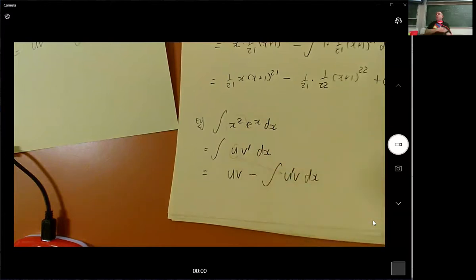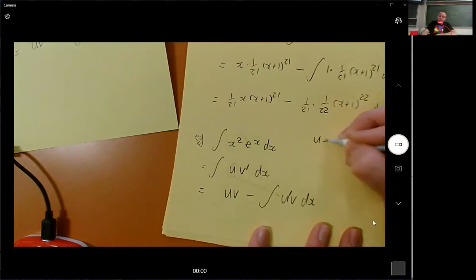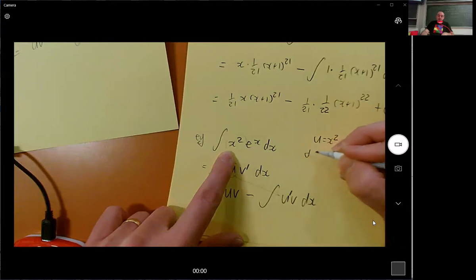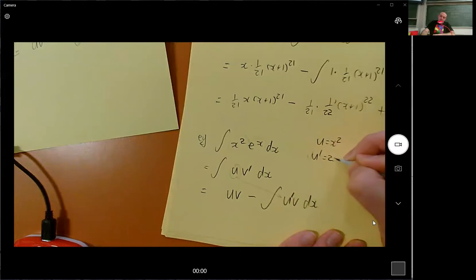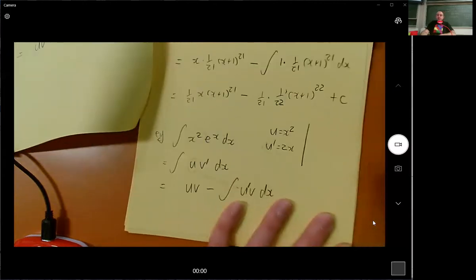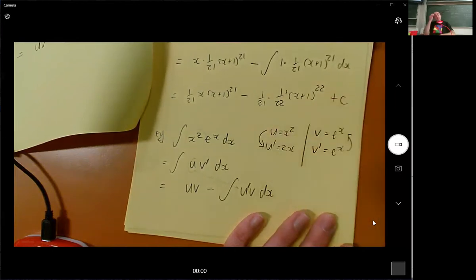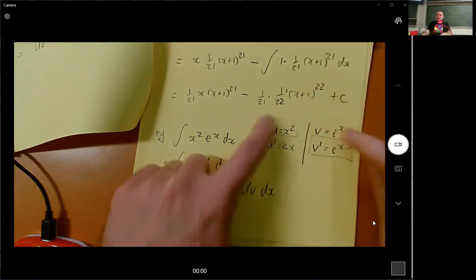Because even though it's not going to go away, the e to the x is just not going to change at all. So there's my decision. U is x squared according to this, which means that u dashed is 2x. And then separately, the v dashed is x e to the x. And so the v is also e to the x. So I started with these, and then I figured out the other ones.